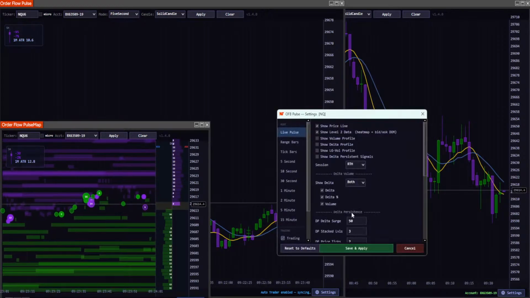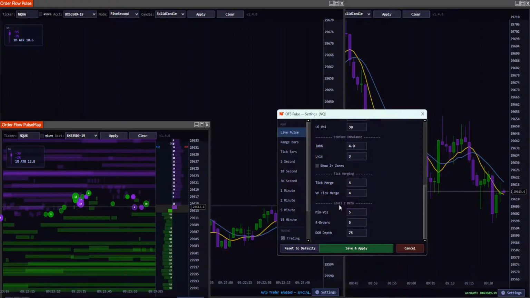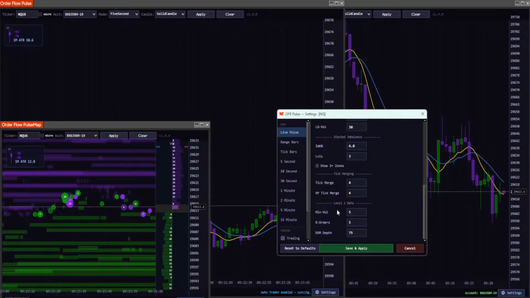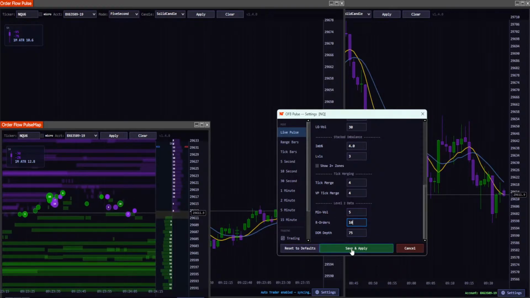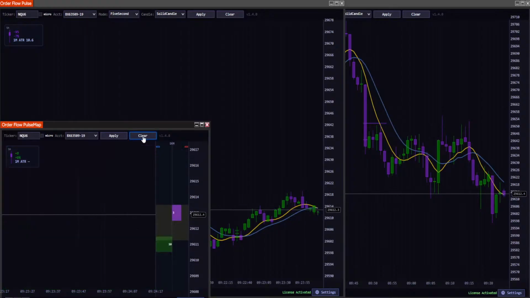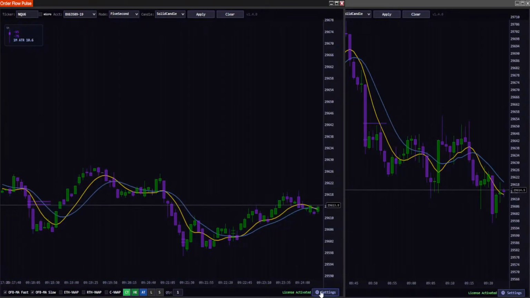9:23. I'm going to show you the parameters real quick that I'm using for the level 2 data. You need level 2 data. You can get it from these prop firms. Resting orders is maybe, let's just go with 10. Okay, let's just clear this out. I'll show you the parameters that I'm using.